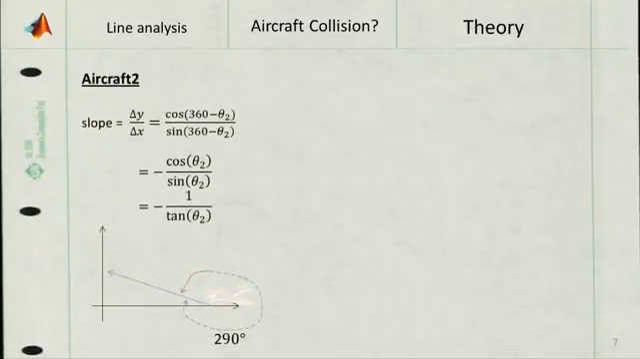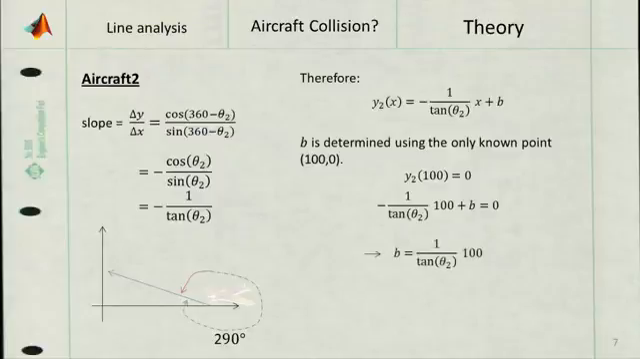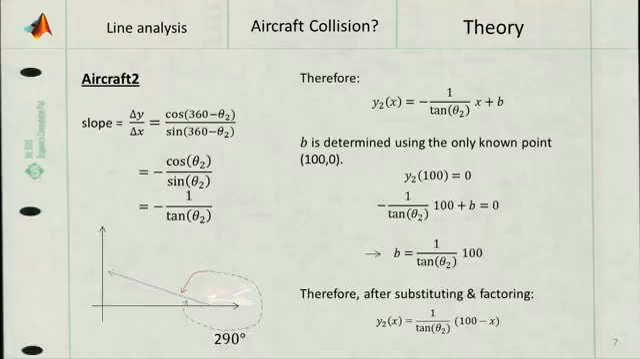For aircraft number 2, it's a very similar theory, except we don't know the b-intercept. Notice it does not cross the origin. However, it does cross one point that we know, which is the x-intercept. By plugging in x equal to 100, we know that y is equal to 0. Therefore, we can easily solve for b. After substituting and factoring, we end up with a similar final equation of the line.